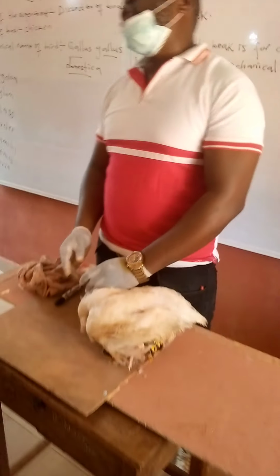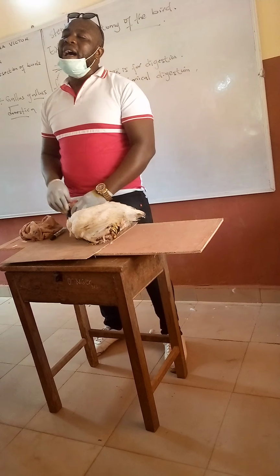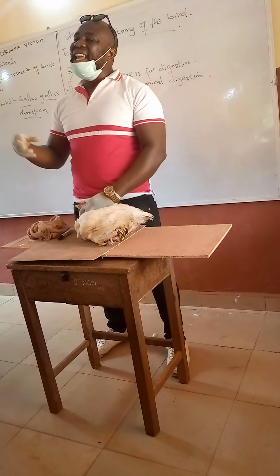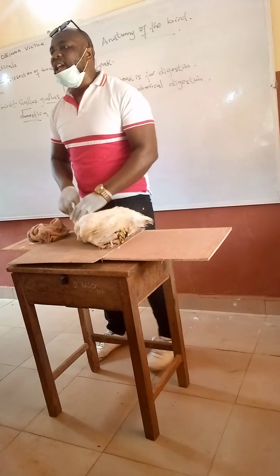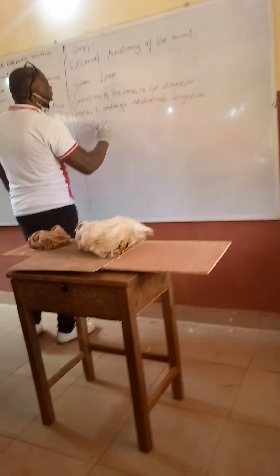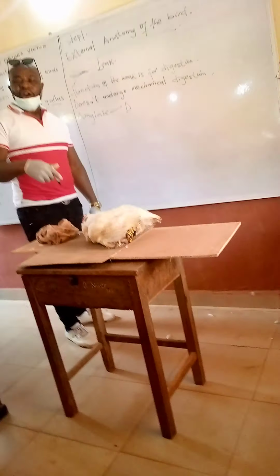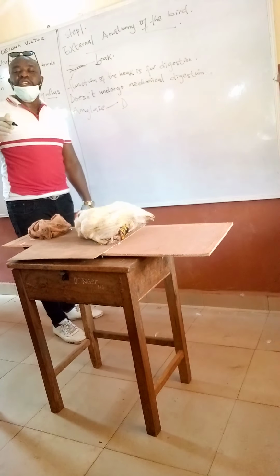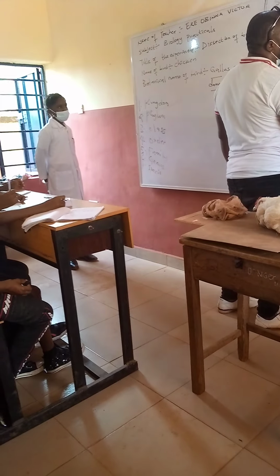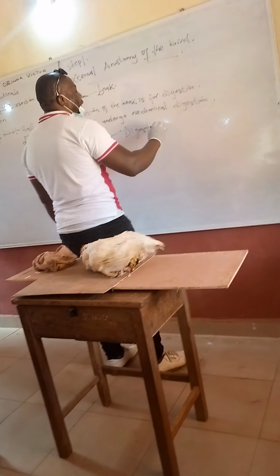Now, the tongue of this chicken produces what we call saliva. The saliva that this chicken produces has an enzyme that is called amylase. All of you say amylase. Amylase is a digestive enzyme that is produced in the saliva of the chicken, that the chicken uses to break down food from larger particles to smaller particles.